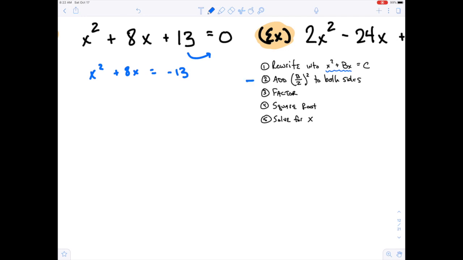Now step number 2 is take the b value, cut it in half, and then square it. So my b value is 8. If I cut 8 in half, 8 divided by 2 is 4. 4 squared, because that's what we're supposed to be doing here, is 16.